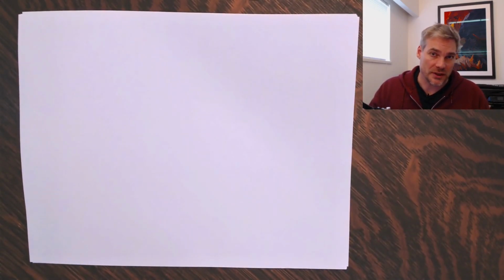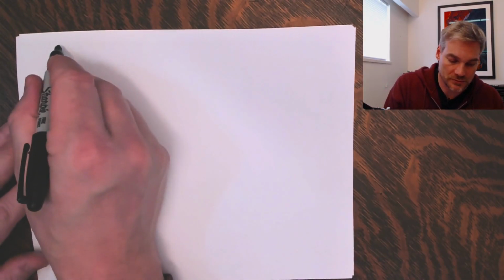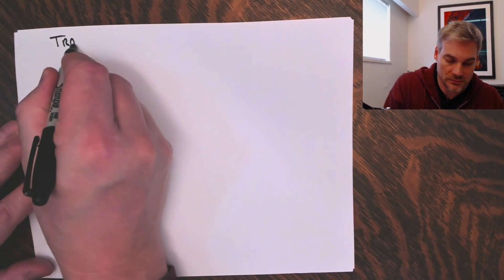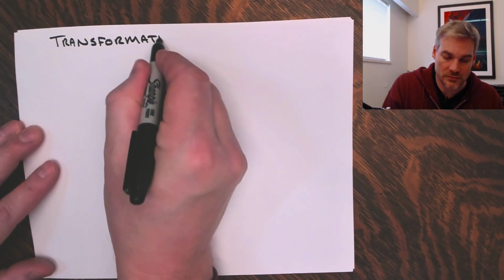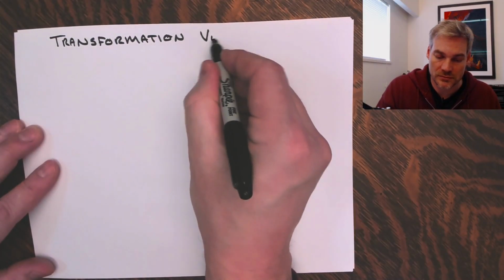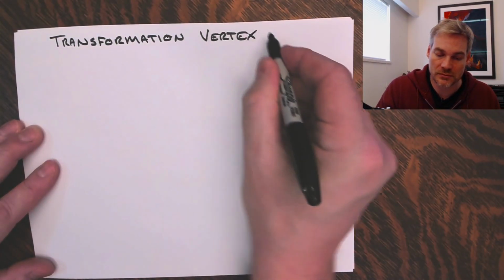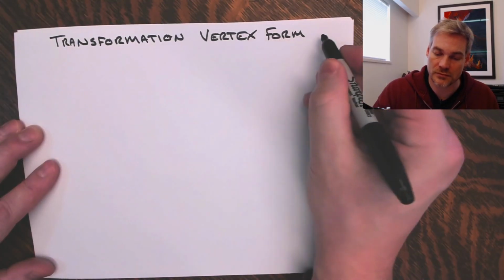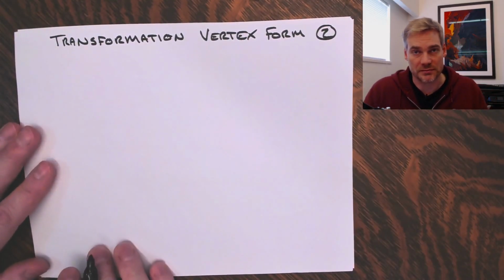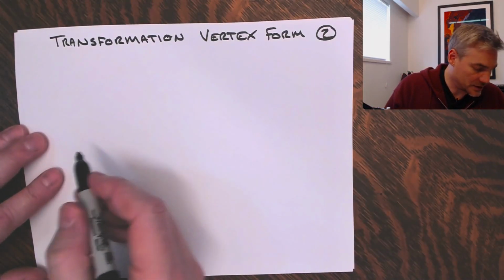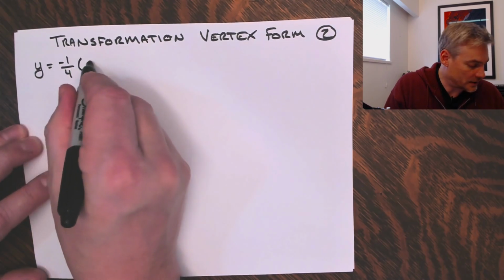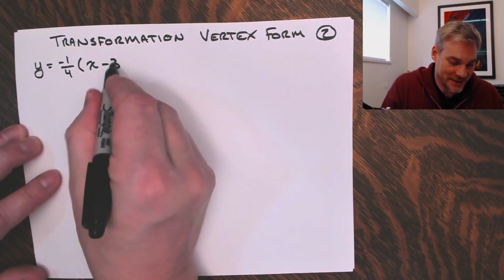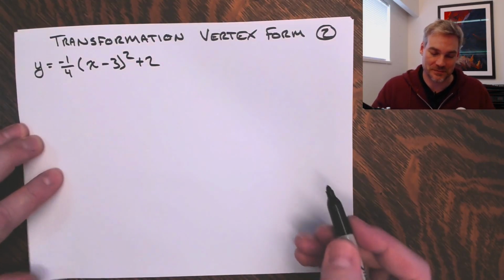Okay, so we're going to do another transformation in vertex form, just for an example. We'll put a little 2 there for part 2. This is our second one. So we have a second equation here I've written. y equals negative 1 over 4 bracket x minus 3 squared plus 2.